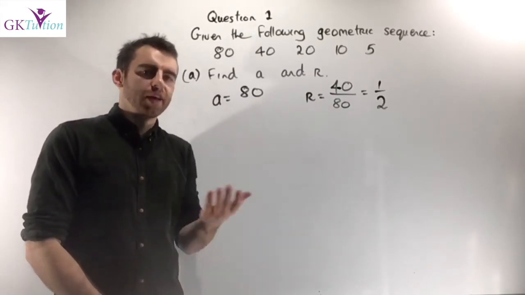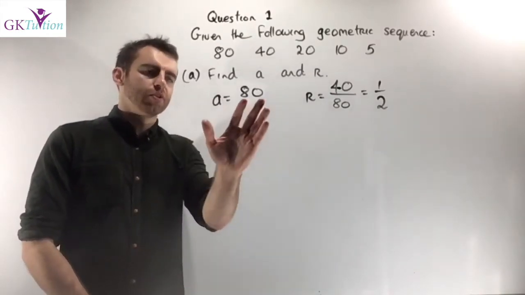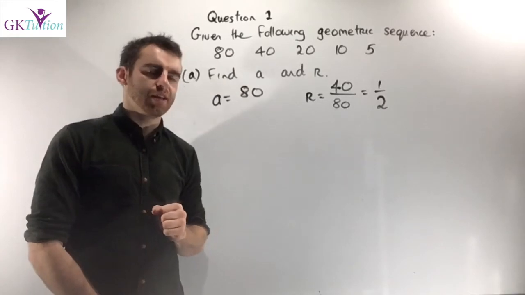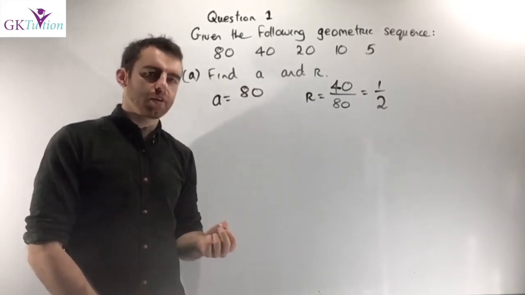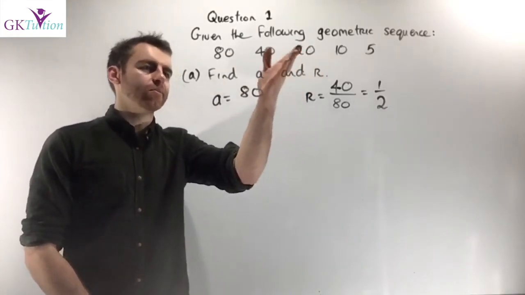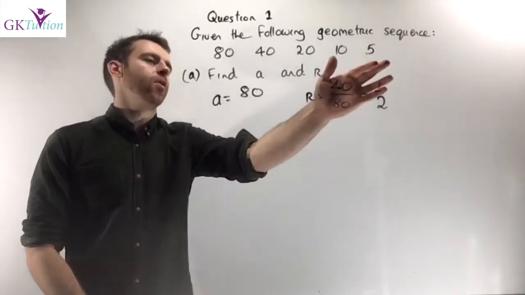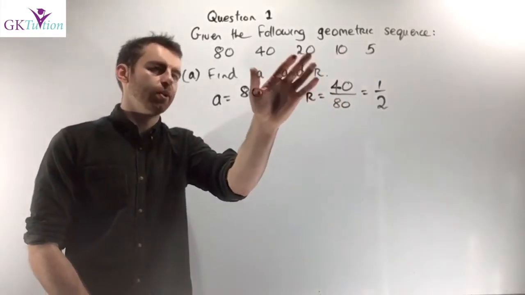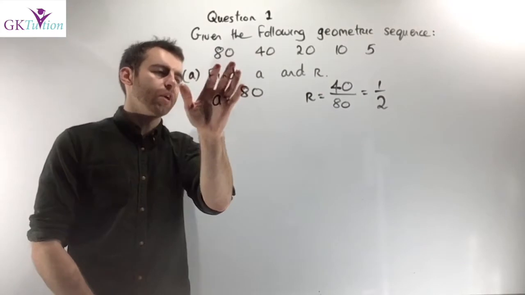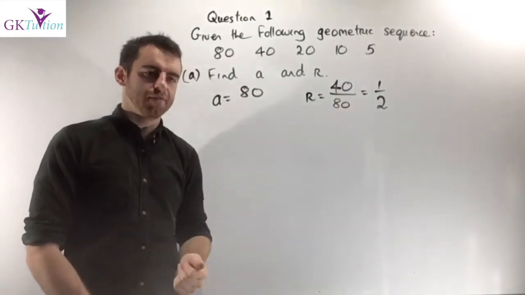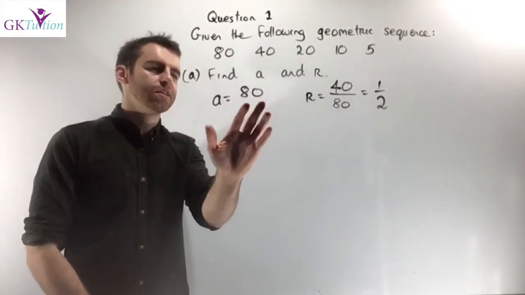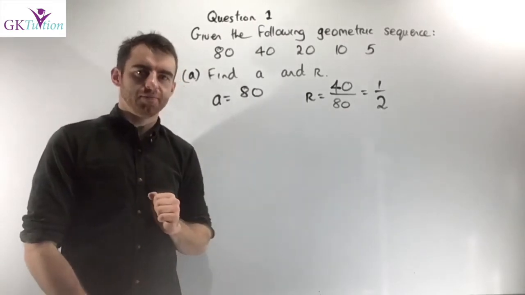Okay, part A here was very straightforward. I just asked you to find A and to find r. A just refers to the first term, in this case 80. And in order to work out r, the common ratio, it's any term divided by the previous term. So 5 over 10 or 10 over 20 or 20 over 40 or 40 over 80, in each case you're going to get a half. So for the rest of this question, A is 80 and r is a half.